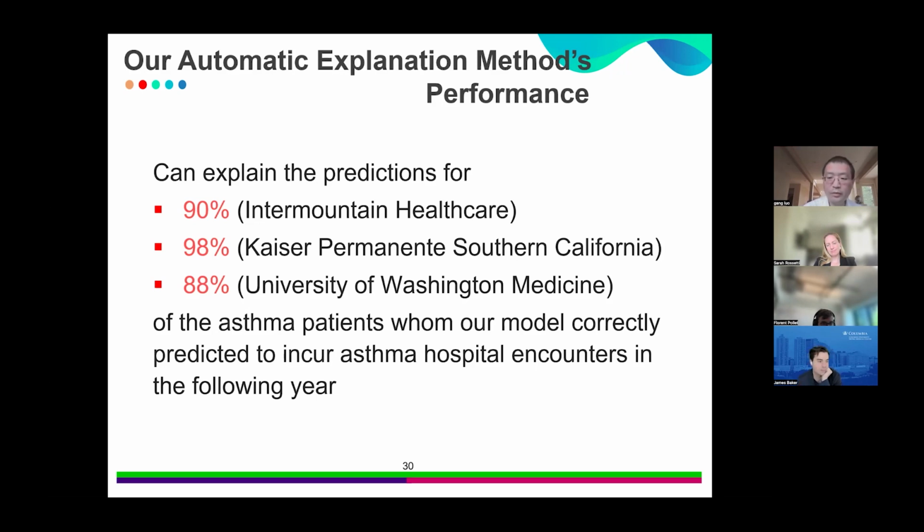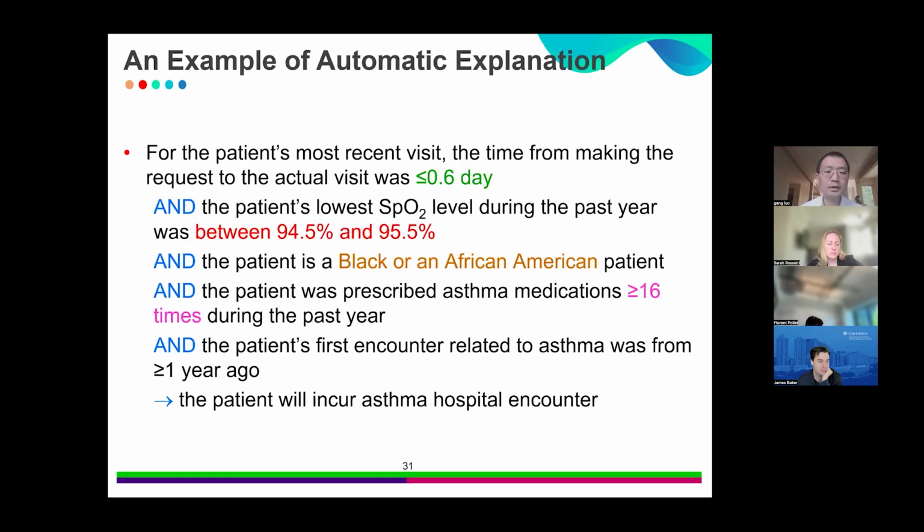But on the other hand, when I talk with some clinical experts, they also told me that when they try to make predictions on patients, they cannot always explain why they make those predictions themselves. So even for clinical experts, they cannot always give explanations for what they predicted. Here is a randomly chosen example of automatic explanation, so you can see how it looks in the real world.